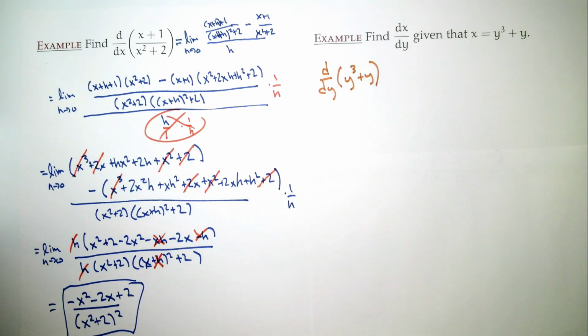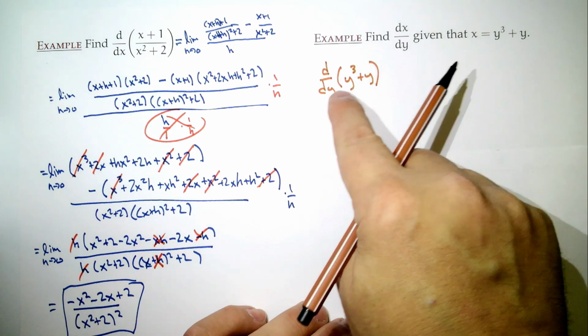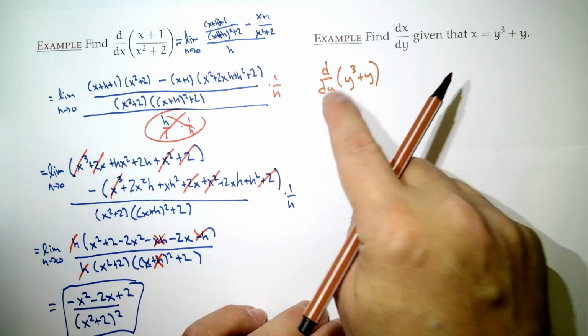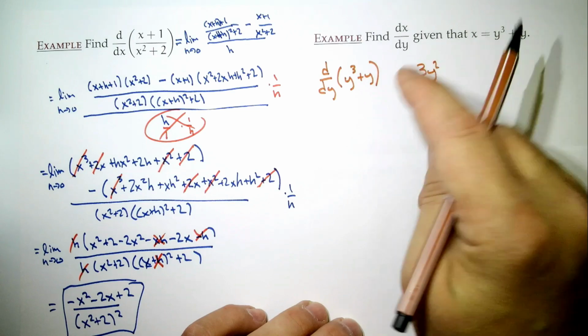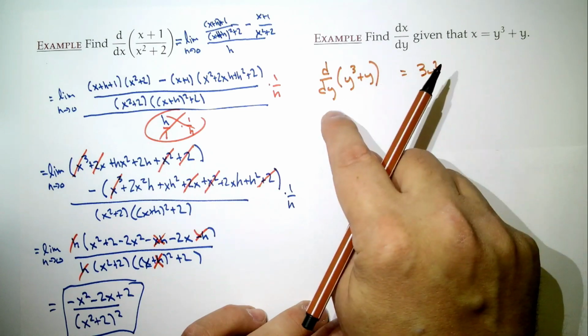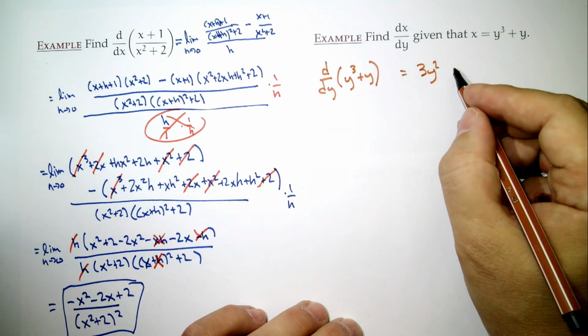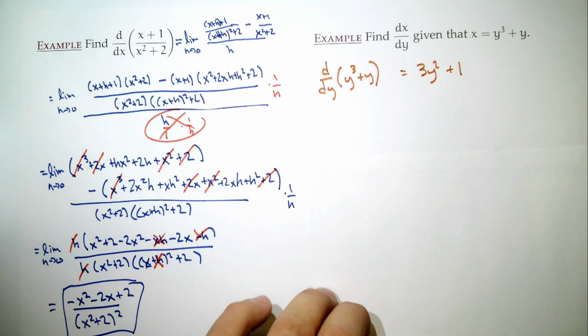Now, given that we've already taken the derivative of the cube function, what should be the derivative of y cubed when we take the derivative with respect to y? Yeah, it's 3y squared. And derivative of y, how is y changing as we're changing y? Well, the answer is they're changing at the exact same amount, so it's plus 1. All right.